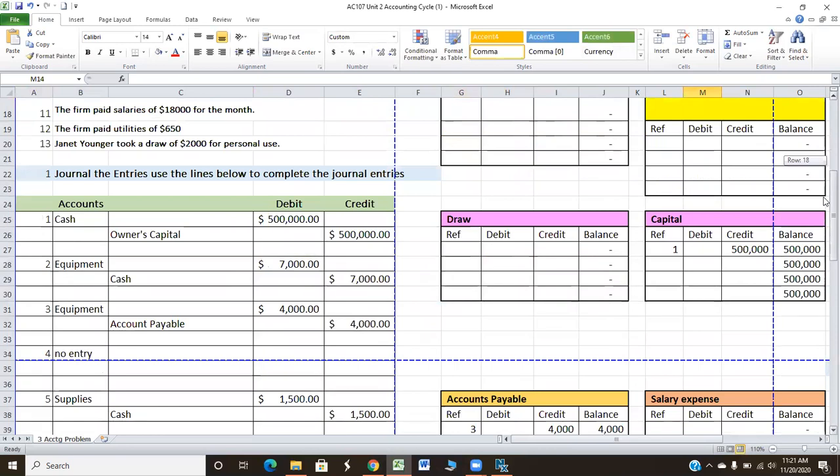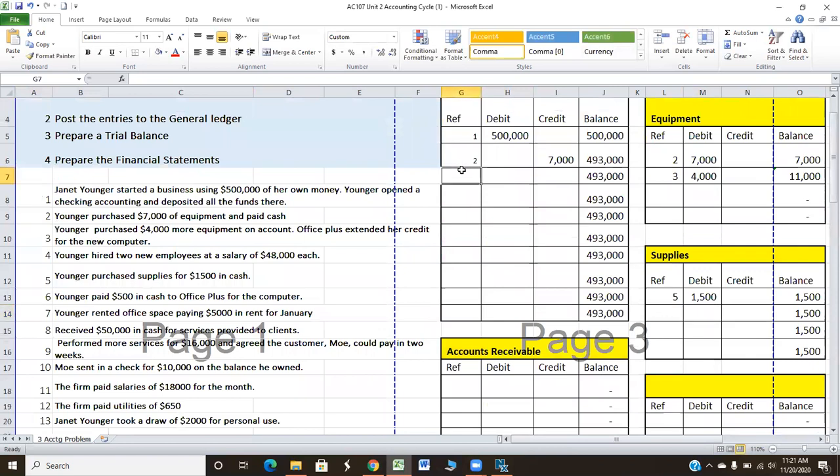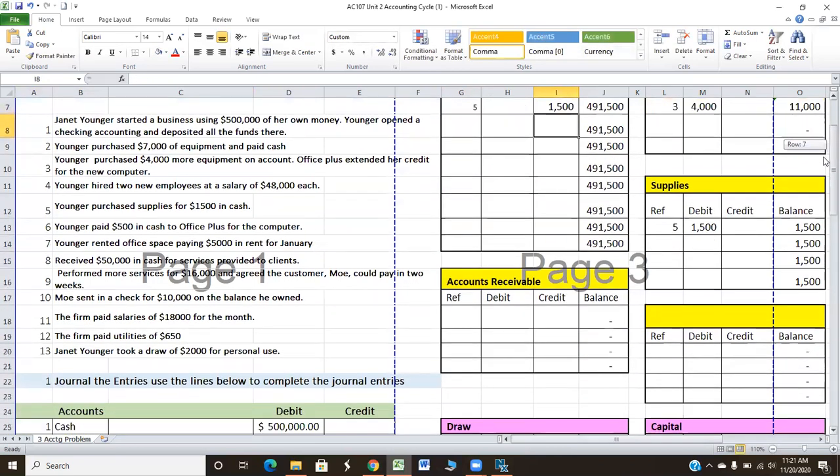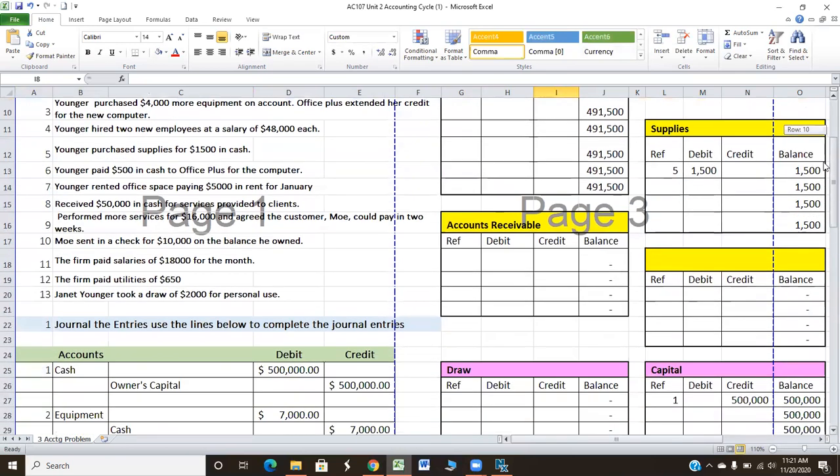Then in number 5, we also credited cash 1,500. So go back up to cash. Do number 5 as the reference. Don't worry about skipping lines. We credited 1,500. Look at that. It dropped cash more. Notice how I'm not going through the journal entries and trying to look for each time we got cash. That'll mess you up because you could miss something. Instead, take it journal entry by journal entry.